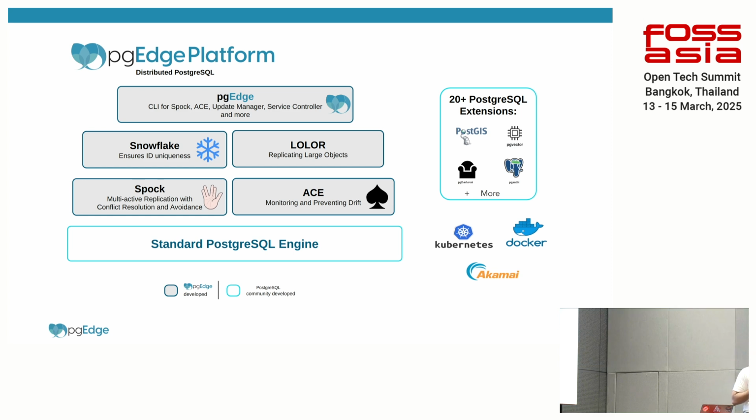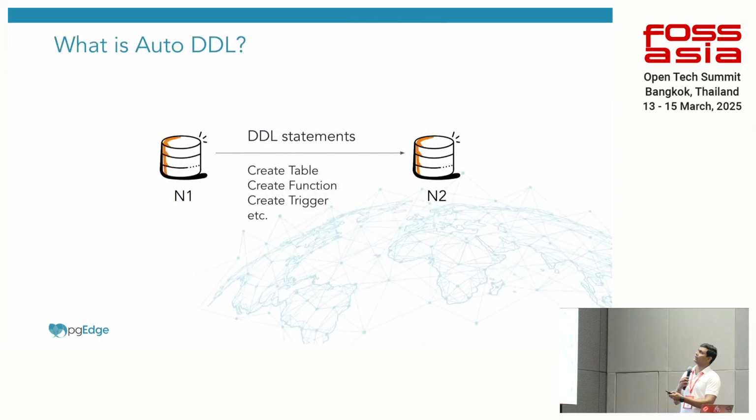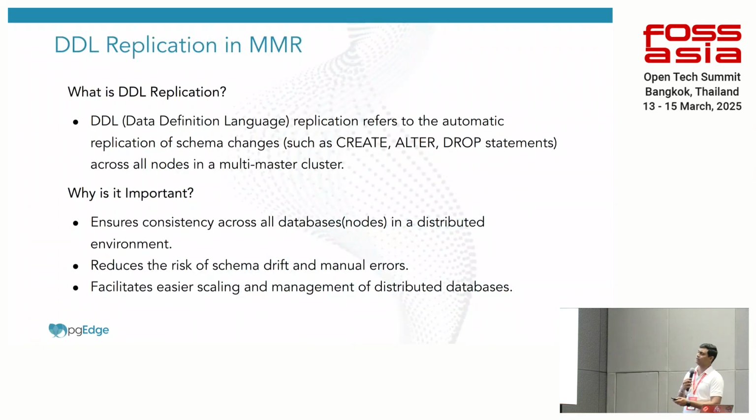So the LOLOR extension is one of those which will enable you to replicate large objects. And we can go ahead and set up pgEdge on Postgres, right? These are the platforms we can do: Kubernetes, Docker, Akamai, be it an on-prem system or some of the cloud operators. Now, with the current system, let's take a look at what DDL replication is again.